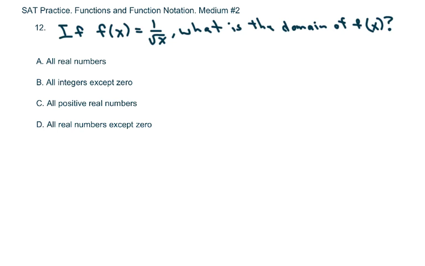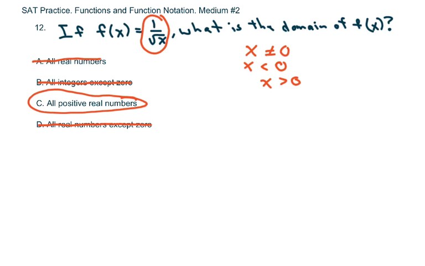So first of all, we have this function here, and basically you can't divide by 0, so we know x can't be 0. Also, x can't be less than 0, because then you're going to get a complex number. So x has to be greater than 0. It's not all integers except 0, because integers include negative numbers. And it's not all real numbers except 0, because that includes negative numbers too. So the answer has to be C.